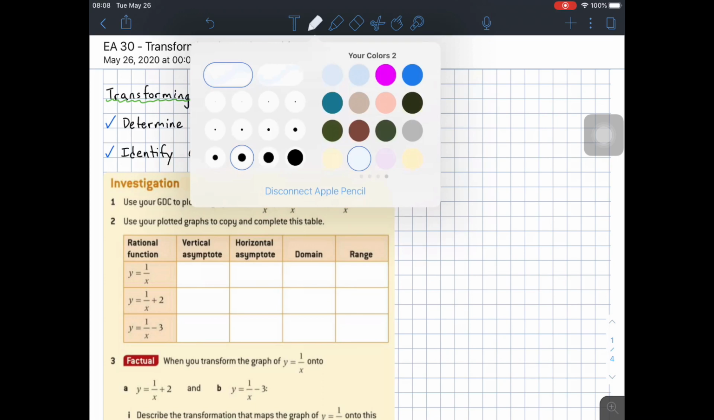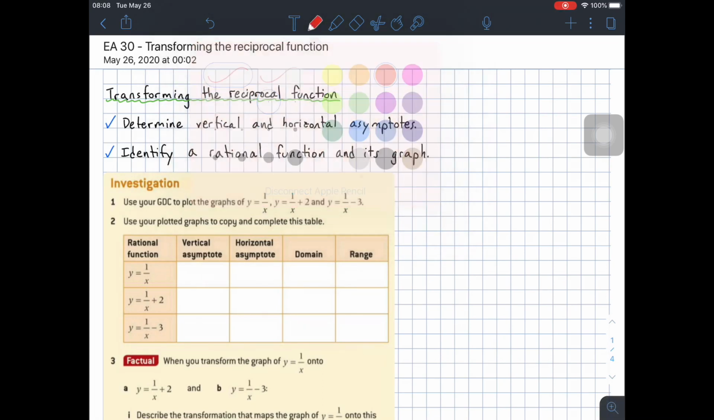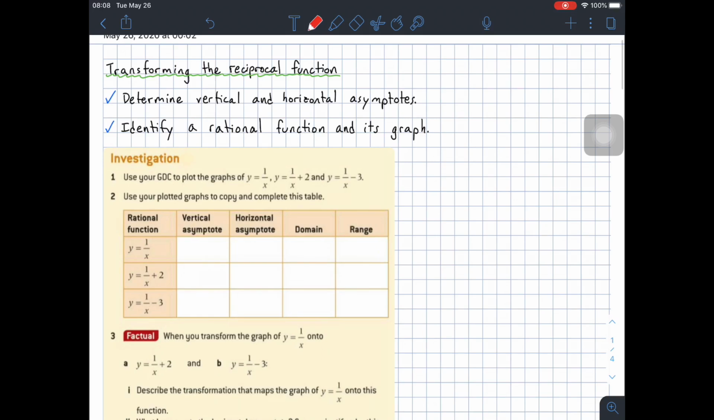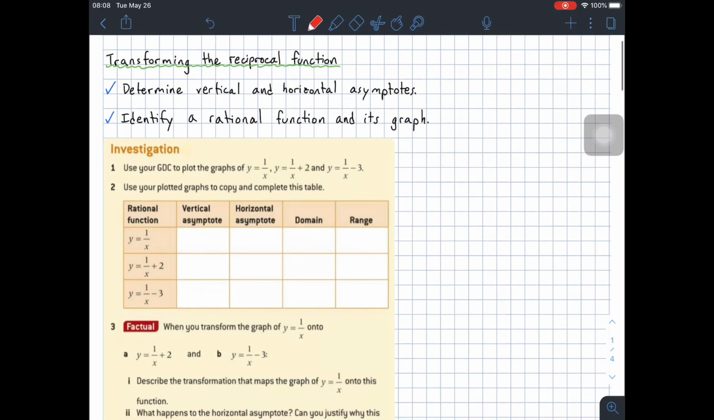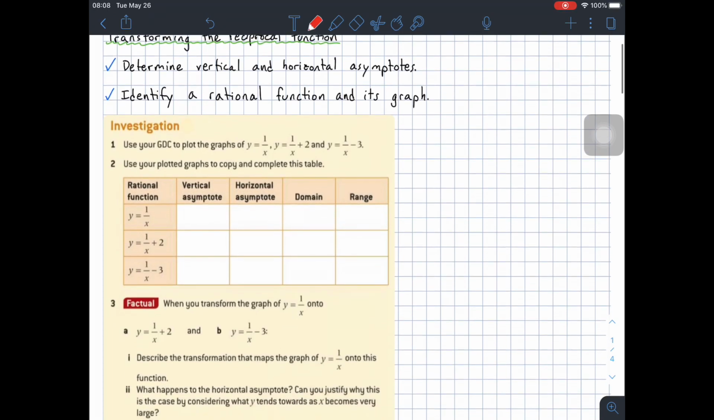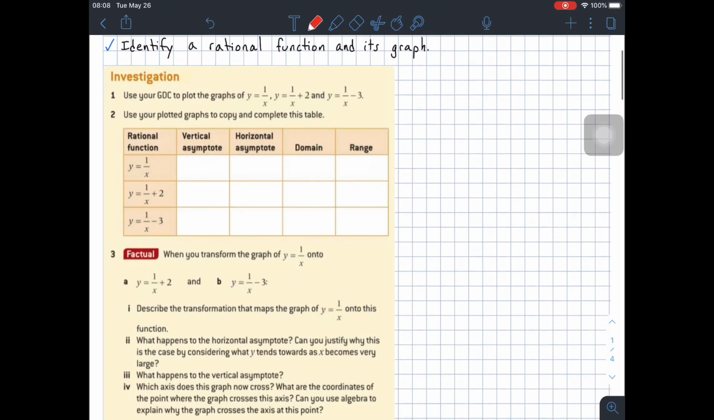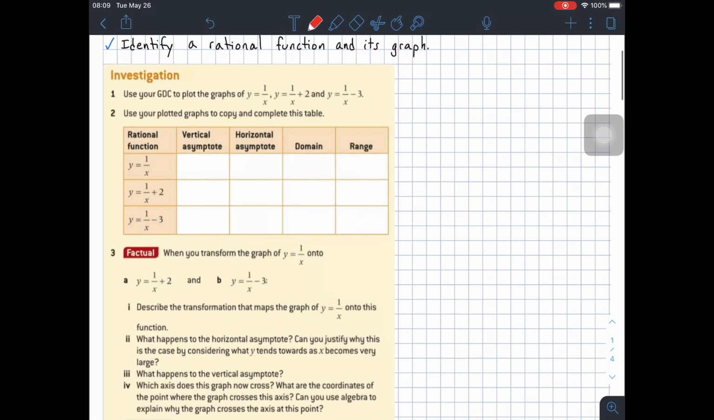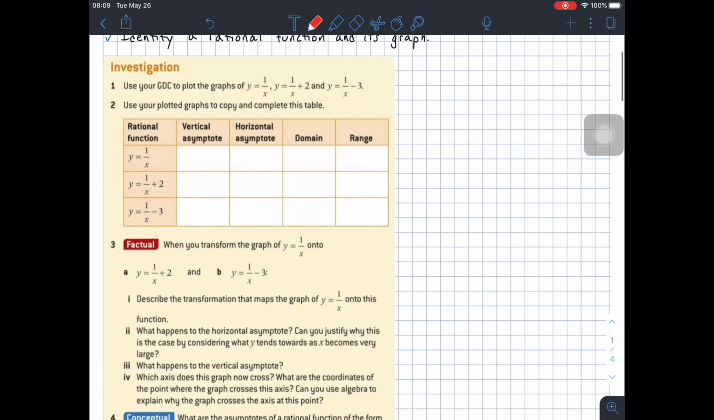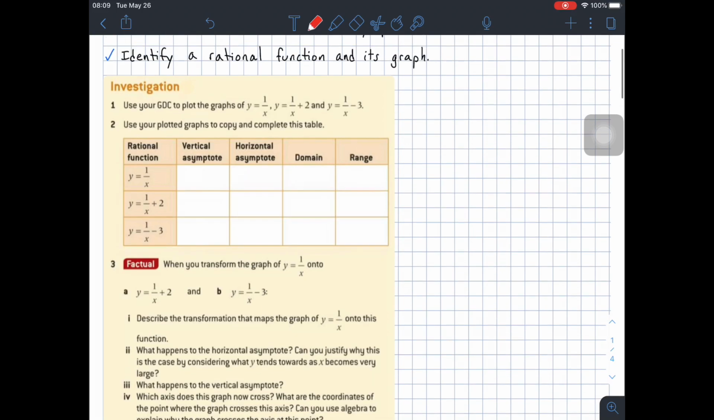Okay, so the objectives for today's class are two. First, determine vertical and horizontal asymptotes, and then identify a rational function and its graph. So we're going to perform two different types of investigation here, and you'll be able to see how the different types of transformations affect reciprocal functions.